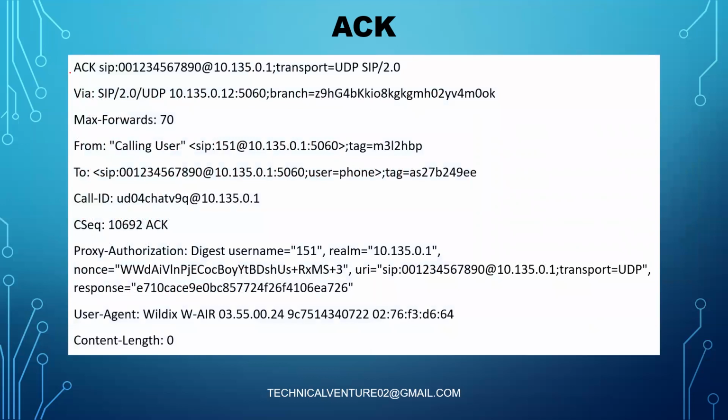Okay, then you can see the ACK message here, ACK, with the same headers: Via, Max-Forwards, From, To, Call-ID, CSeq. Here you can see it says CSeq, that is 10692 ACK. So ACK is neither a request nor a response. ACK is just like an individual transaction as well. So it doesn't require a response because this is neither a request nor a response.